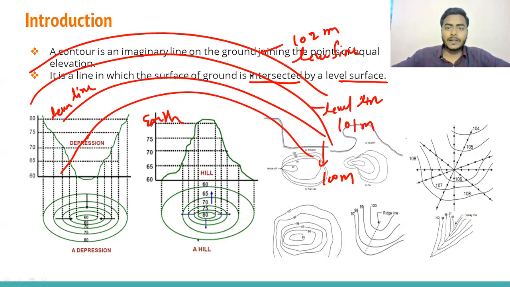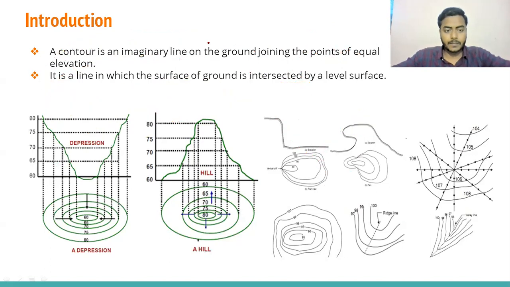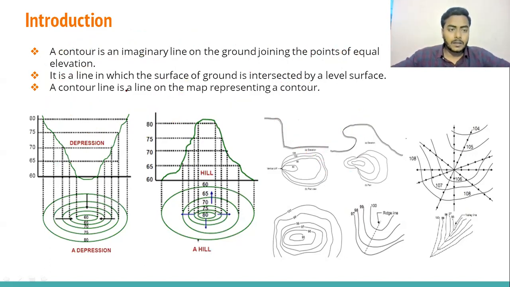So this is a line in which the surface of the ground is intersected by a level surface. So we can call this line a contour line on the ground. Are you getting the point? This is the contour line, which is representing the equal elevation. Now also we can define a contour line as a line on the map representing the equal elevation.